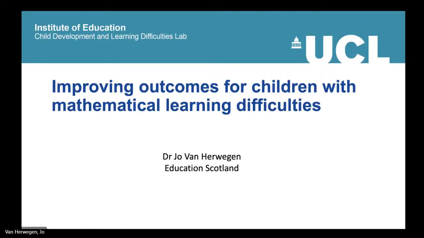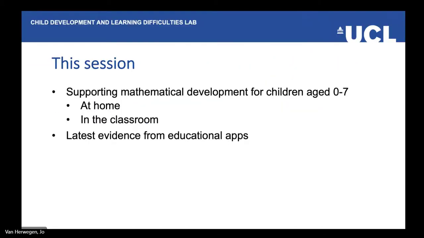As already mentioned, today I'll talk a little bit more about improving outcomes for children with mathematical learning difficulties, but also the tasks I'm going to be talking about will help all children's mathematical development. I'm going to focus a little more on my own research today than maybe I've done in the previous sessions, and talk about some of the games we designed for children aged 0 to 5, but they can be used with slightly older children, especially if these children have some mathematical learning difficulties. These can be used at home as well as in the classroom.